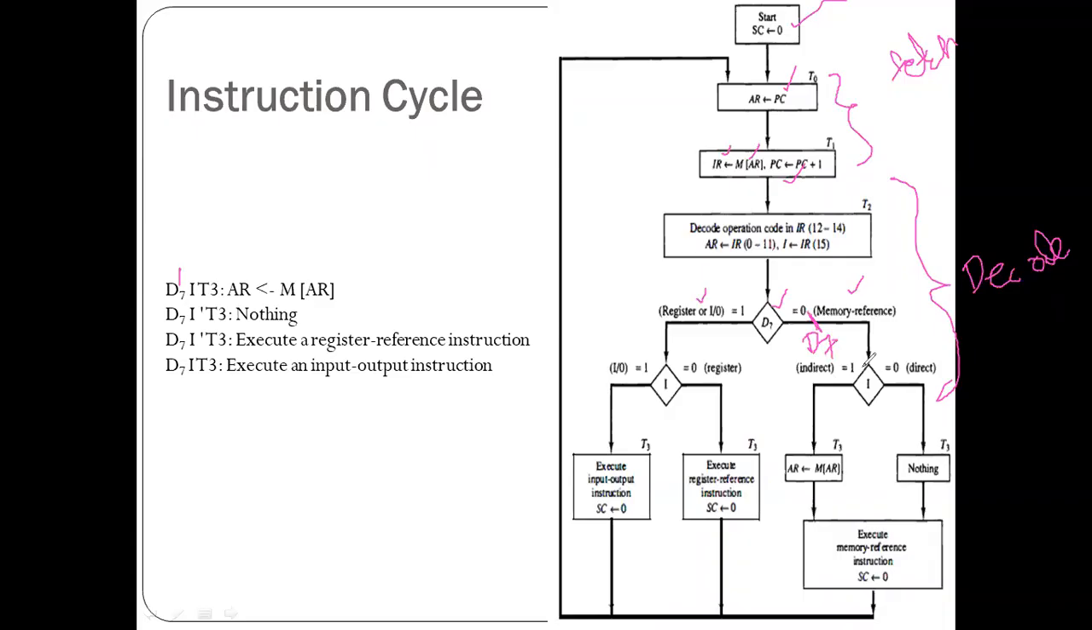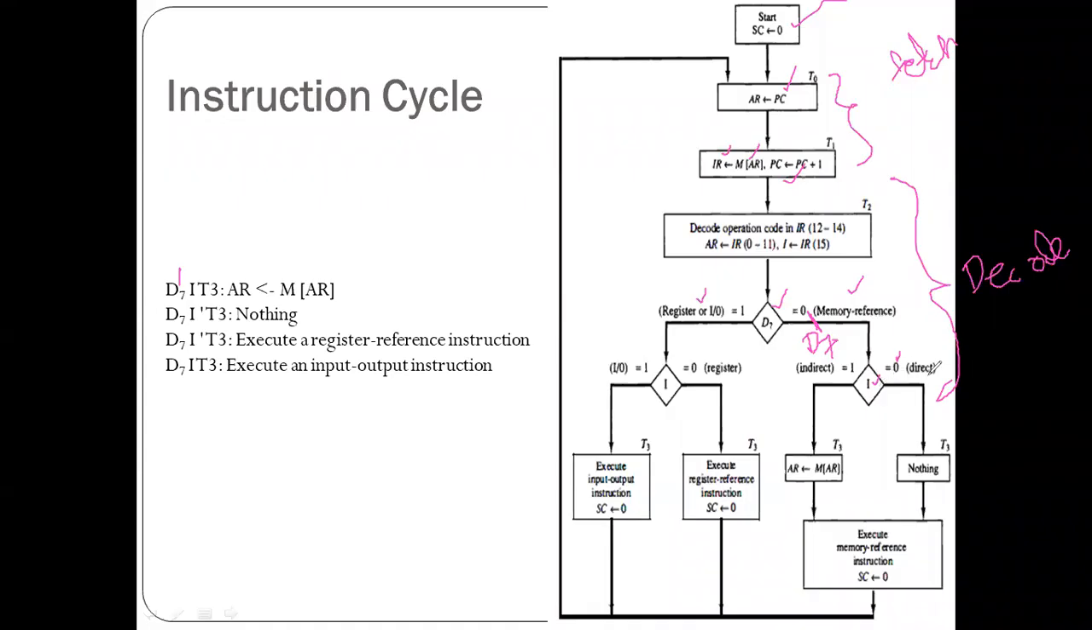Once you have D7', where the dash is nothing but complement, after that we are checking the I bit, the most significant bit. This will specify whether the given 12 bits are a direct address or an indirect address. So if I is equal to 0, it means it is a direct address.